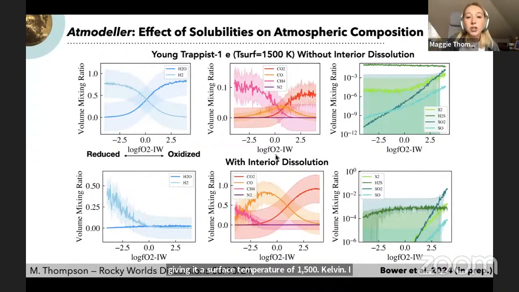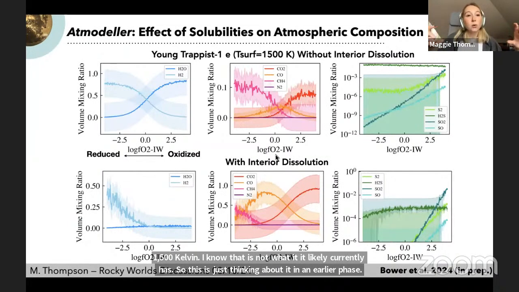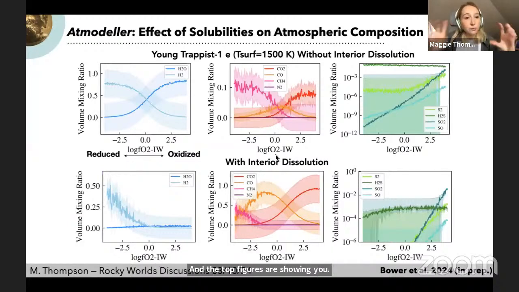And the top figures are showing you the results where you do not assume there's any solubilities. So you probably have a bit of a molten surface, but you're not including the fact that you could dissolve some of your volatiles into the melt. So it's really just chemical equilibrium at this point.